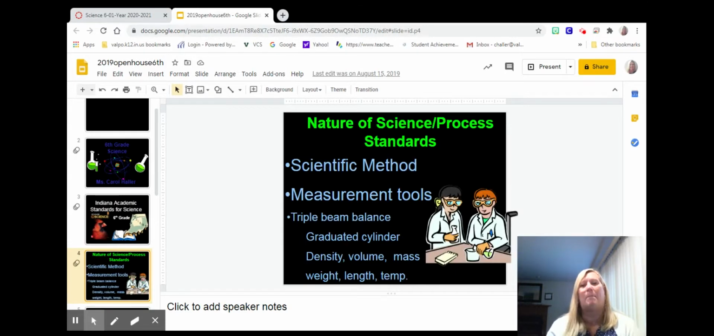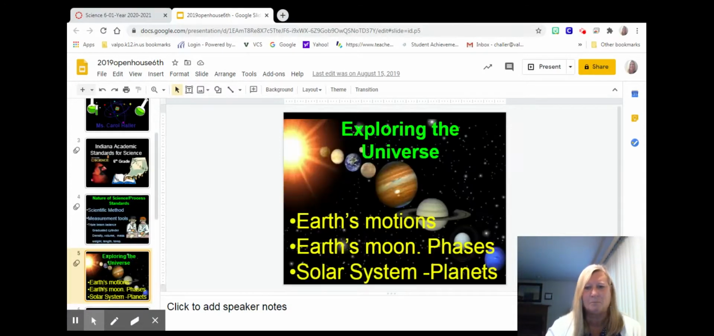Some of the topics that we'll be discussing this year will be the nature of science and the scientific method. We'll be using measurement tools. They've already had a little bit of work with the triple beam balances. Eventually, we'll get to a little bit more with volume and density, and hopefully some graduated cylinder work. I haven't been able to do a lot of that just because of the whole sanitation situation. I am totally into hands-on science, and it's been a challenge for me to change up some of my labs to make sure that we can do them all safely.